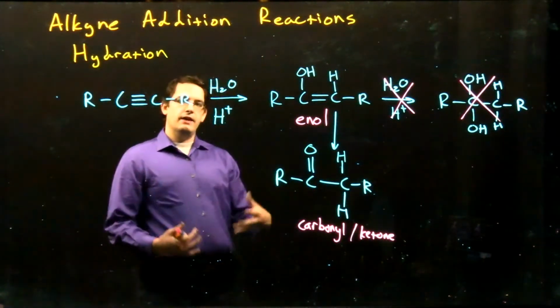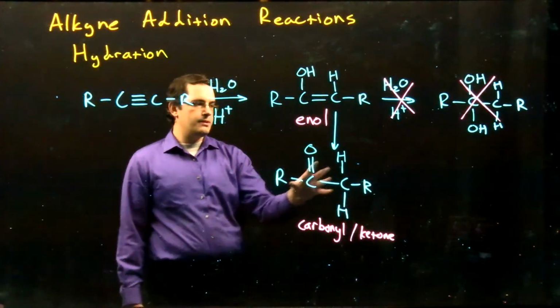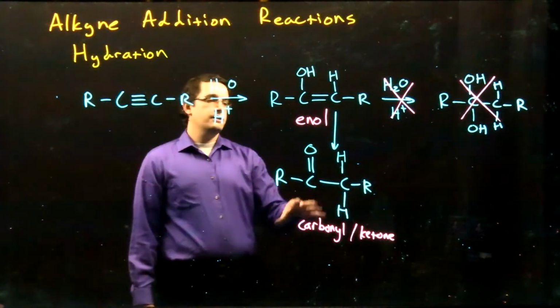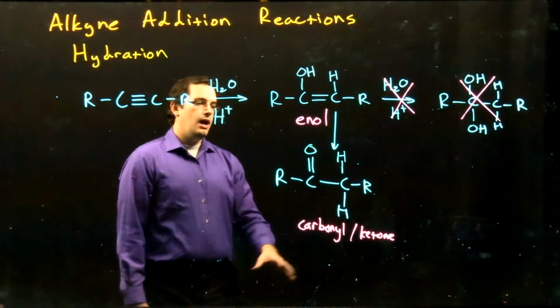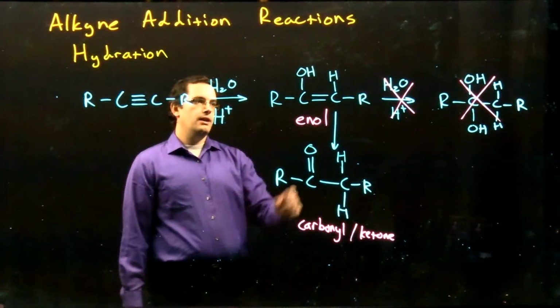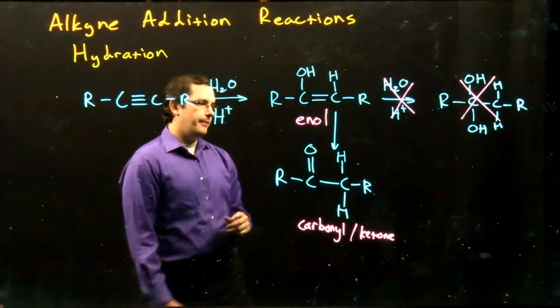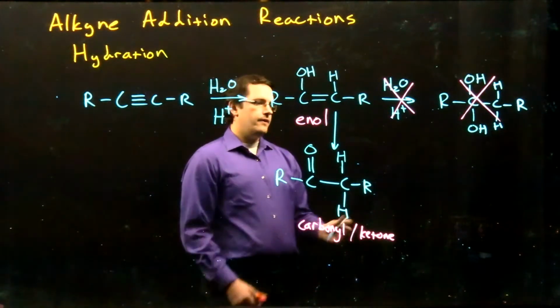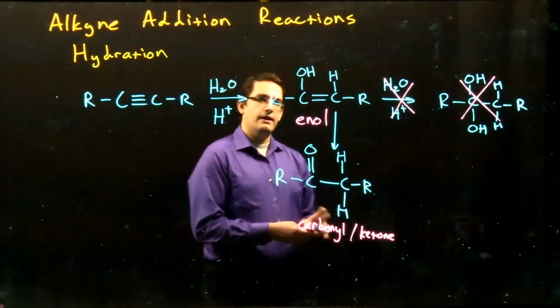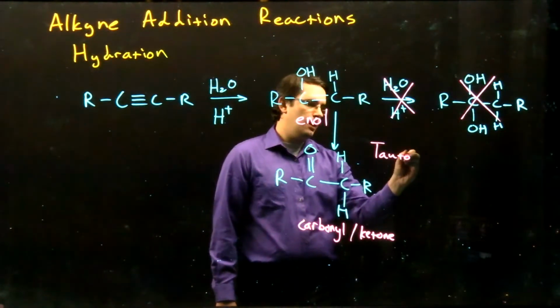So this is actually a spontaneous isomerization, right? We're changing from one isomer into the other. This occurs relatively quickly. It's highly favorable to form our ketone product instead of our enol, right? So our ketone is much more stable compared to that enol. This sort of spontaneous isomerization we refer to as tautomerization.